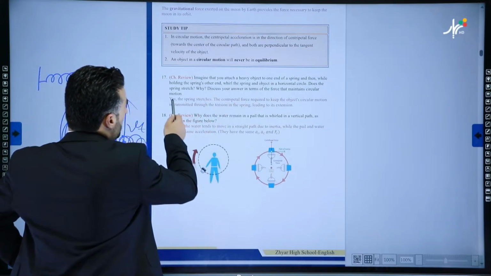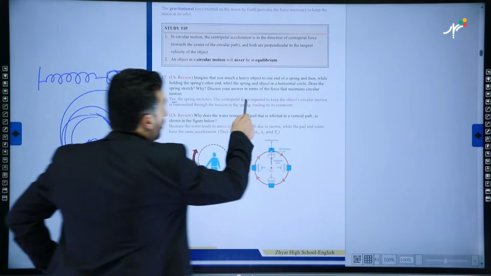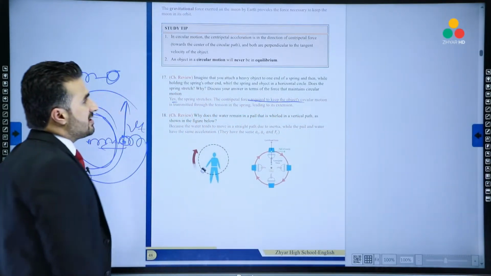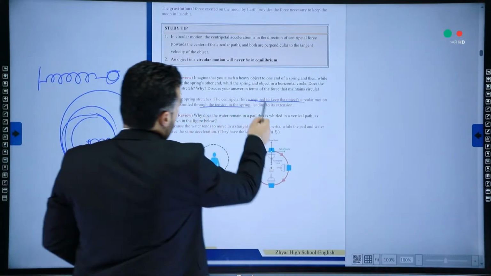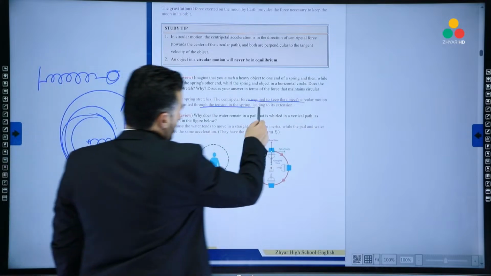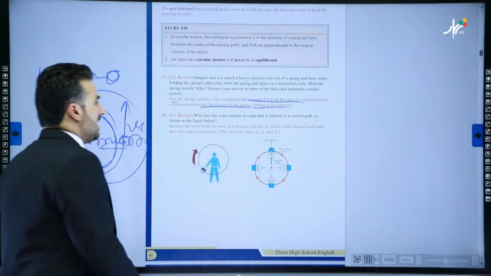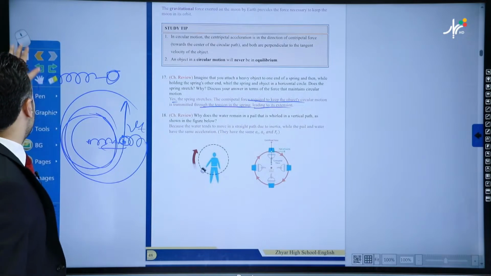So we can say here, yes, the spring stretches. Why? Because the centripetal force required to keep the object in circular motion is transmitted through the tension of the spring. And of course you need a bigger one, and a bigger one means more stretch, and more stretch leads to extension. Very good. Now we have another question which is also important.